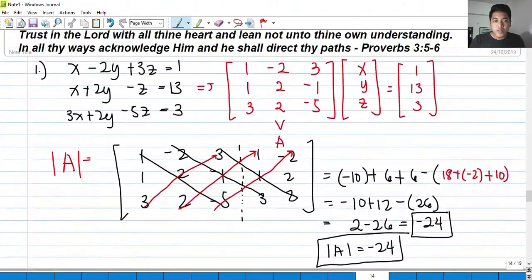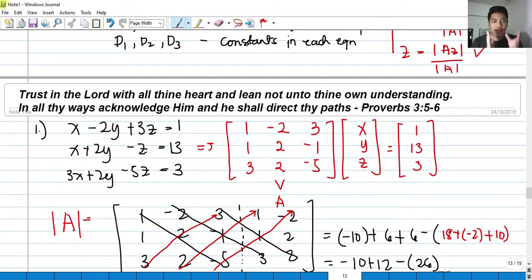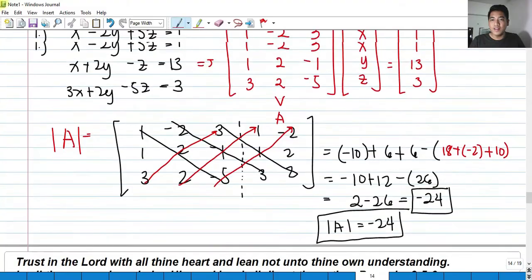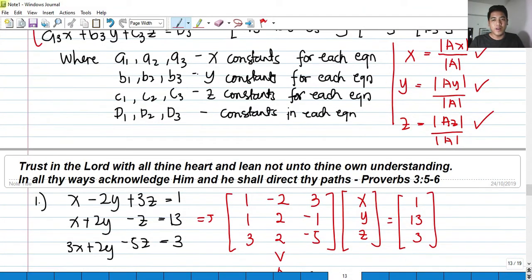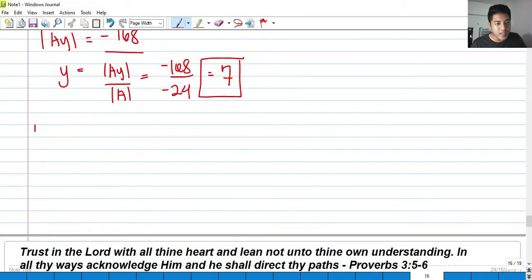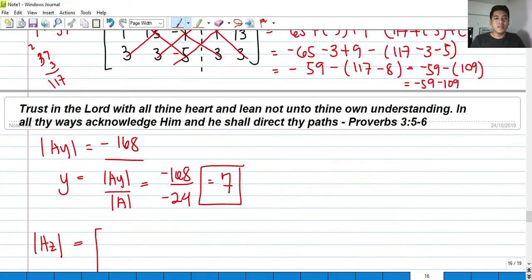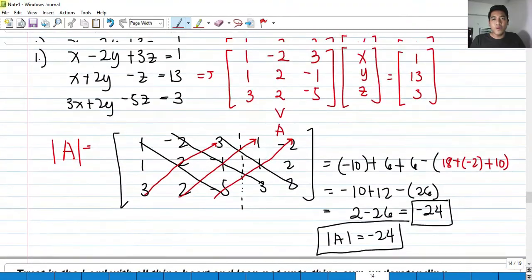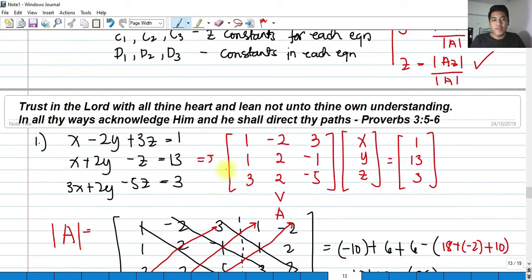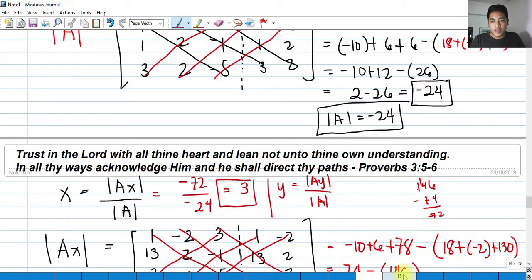And lastly, for us to find Z, we can either perform substitution on any of the equations because we already know the values of X and Y. But for the sake of our discussion, we'll be sticking with our formula. Let's get Z by this formula. Of course, we will need the determinant of our matrix AZ. So our AZ is what? We're going to replace the third column, the coefficients of Z, with the constants.